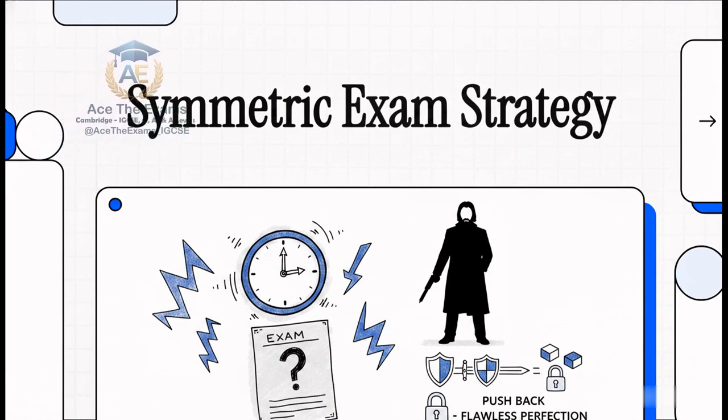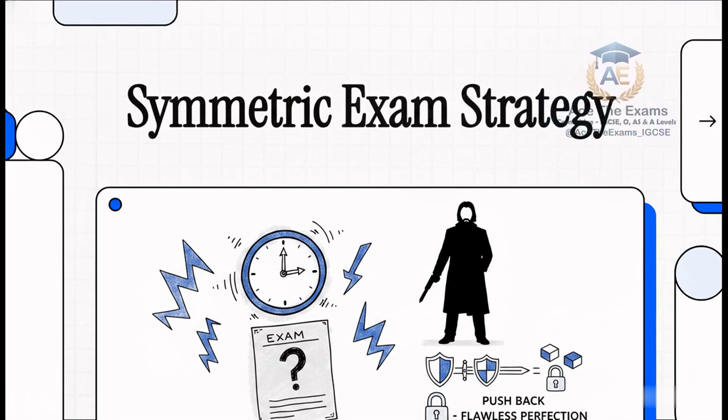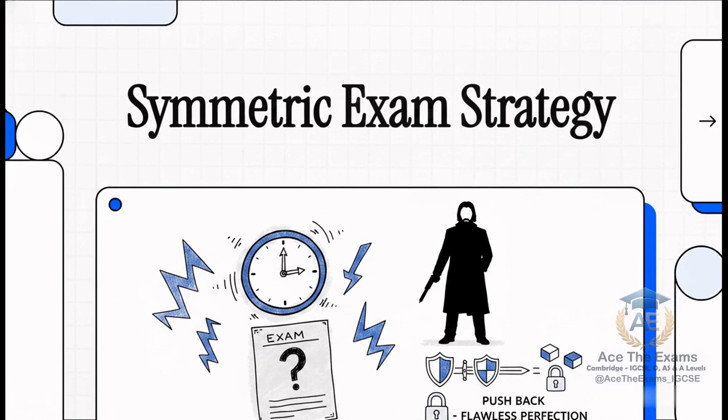The one question that literally strikes fear into the hearts of candidates everywhere. We're talking about an 8-mark extended response question on symmetric encryption. Look, for so many students, symmetric encryption is basically the John Wick of the syllabus. It is the absolute boogeyman of grades. It comes completely out of nowhere. It demands absolute, flawless precision. And honestly, if you aren't fully prepared for it, it will ruthlessly eliminate your chances of walking away with an A star.